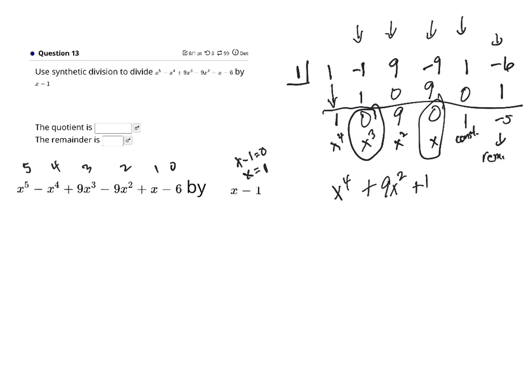That will go in the quotient box. And then in the remainder box, we will put the negative 5. And just the negative 5 for the remainder.